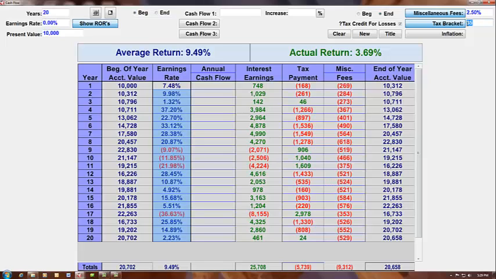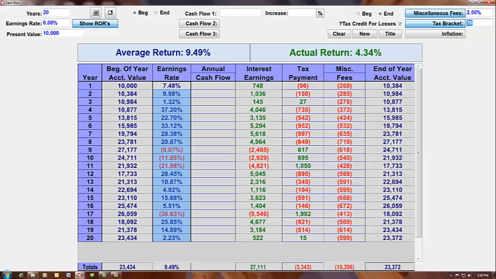What if we lower the tax bracket from 35% to 30%? Let's look at the difference it makes in the actual rate of return. We move to 3.92%. What if we go to 25% tax bracket? 4.13%. Let's go a little further. What if you're in a 20% tax bracket? You now have an actual rate of return of 4.34%, which still doesn't outperform the whole life insurance policy.